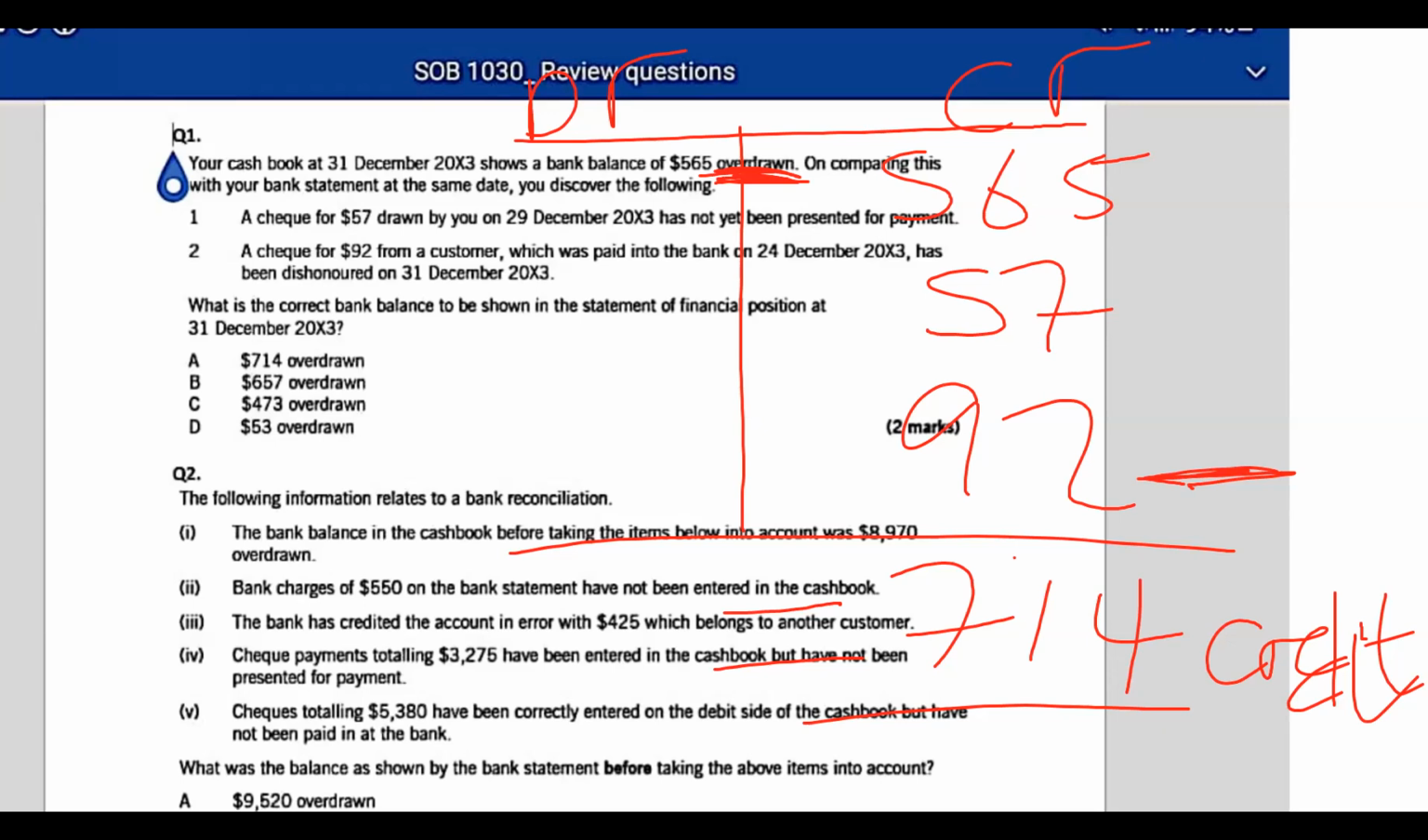Then, I think we just asked about overdrawn. Yeah, the word overdrawn, I'm just trying to show you that it means a credit entry, in short.